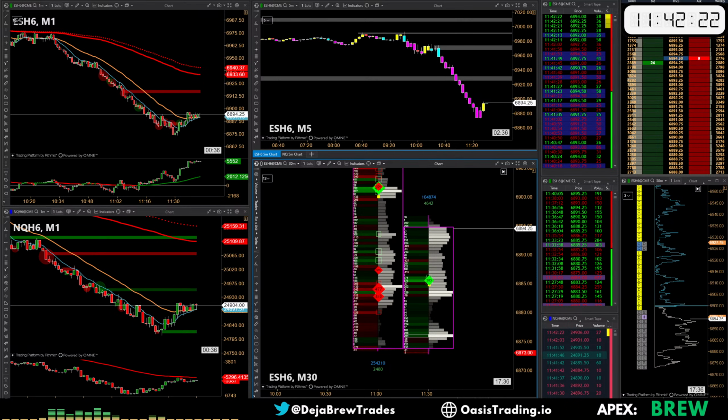Keep an eye on this pullback into VWAP. It does line up with filling in the single prints.